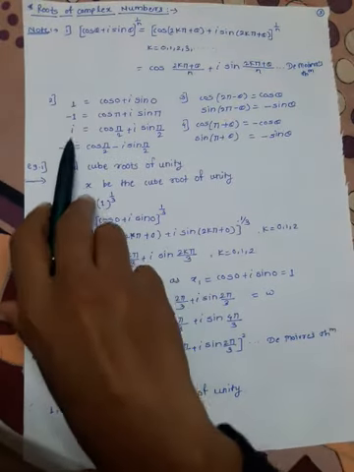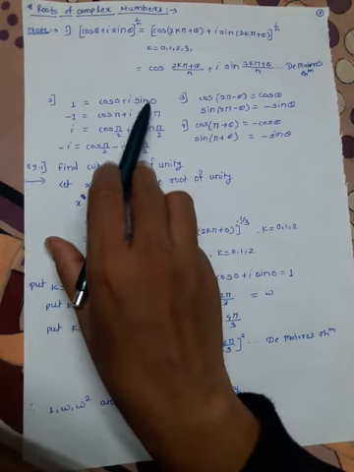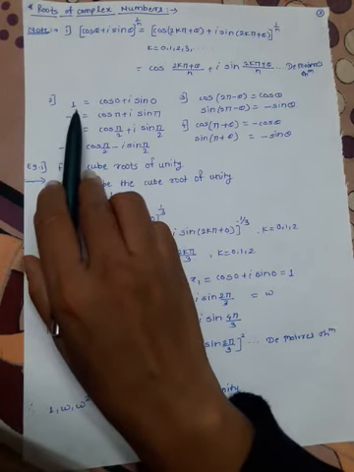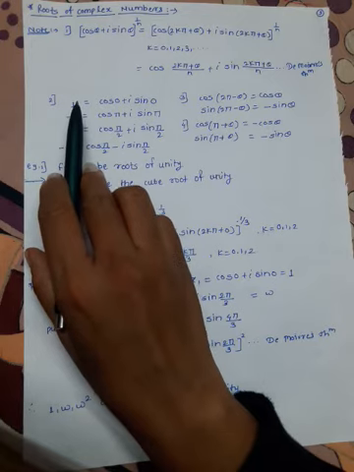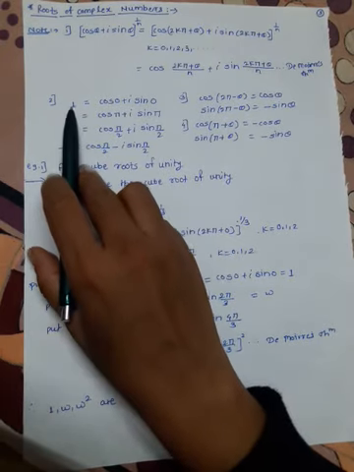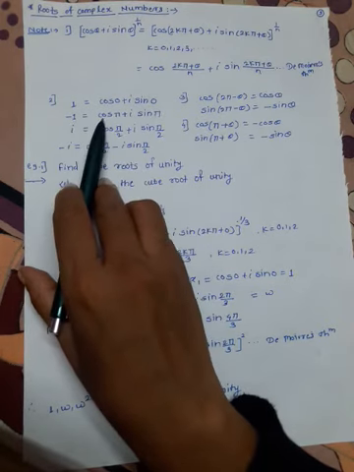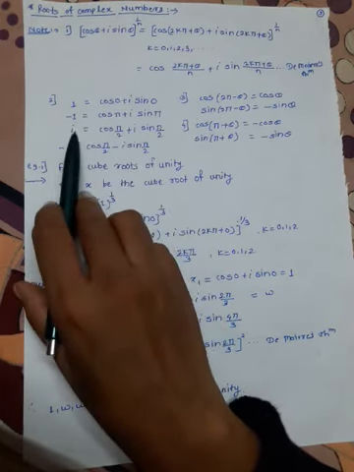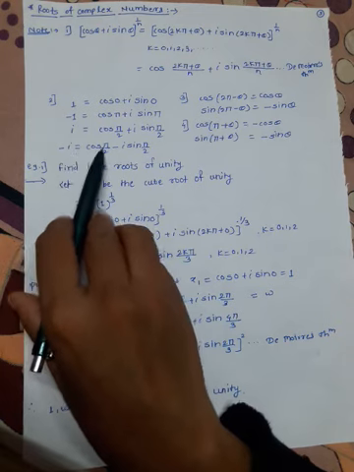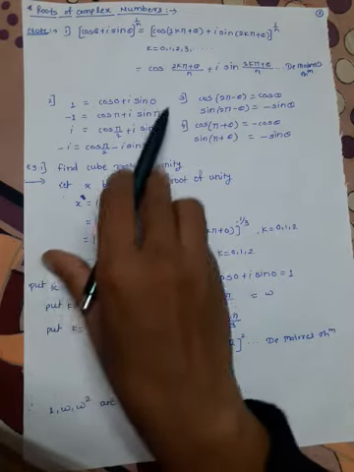Now we need some more steps here also. 1 we can write as cos 0 plus i sin 0, because sin 0 is 0 and cos 0 is 1, so the answer becomes 1 on both sides. We have to use these steps in some examples to find the roots. 1 we use as cos 0 plus i sin 0, minus 1 as cos pi plus i sin pi, i as cos pi by 2 plus i sin pi by 2, and minus i as cos pi by 2 minus i sin pi by 2. You have to memorize these 4 equations.